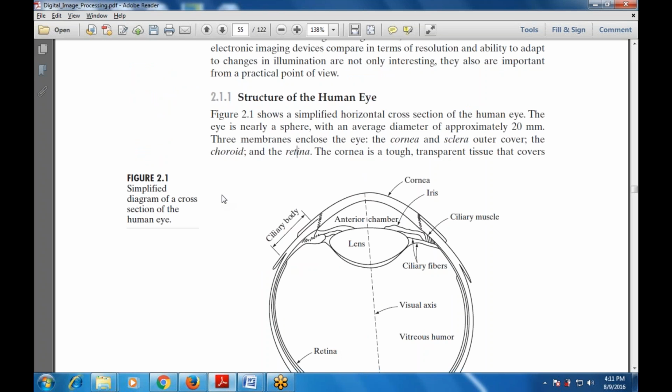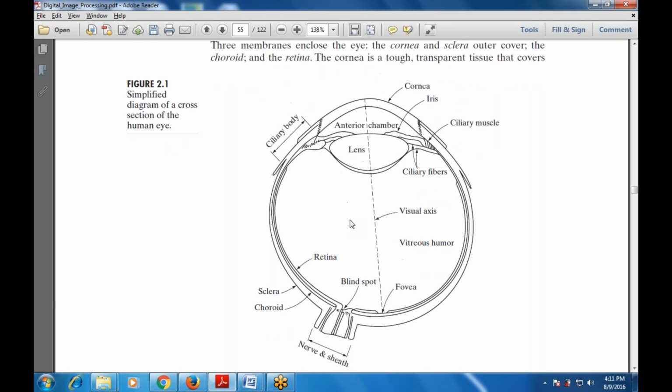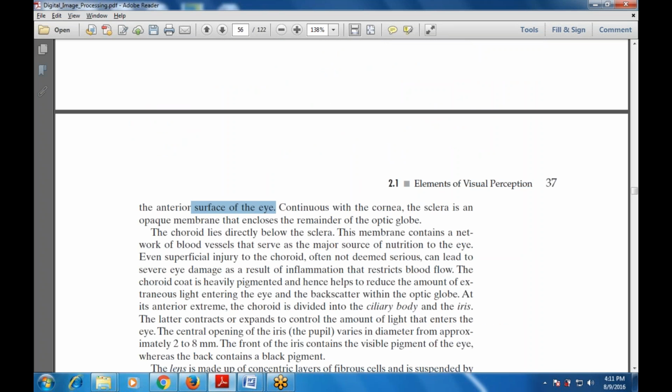The cornea is a tough transparent tissue that covers the interior surface of the eye and is continuous with the sclera. The sclera is an opaque membrane that encloses the remainder of the optic globe. The choroid lies directly beneath the sclera, and this membrane contains a network of blood vessels that serves as a major source of nutrition to the eye.